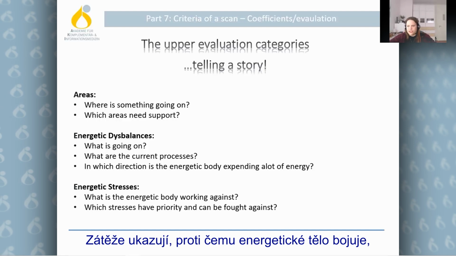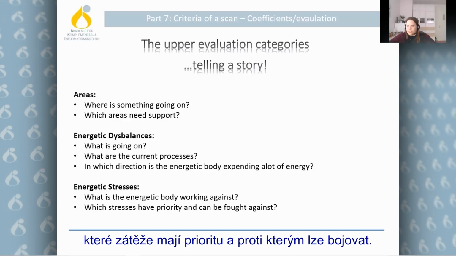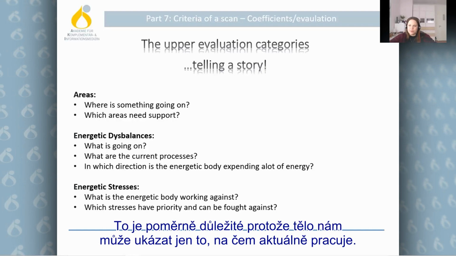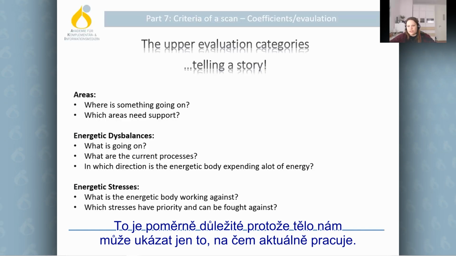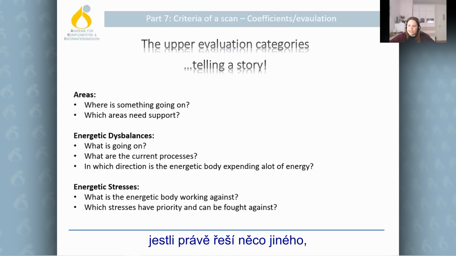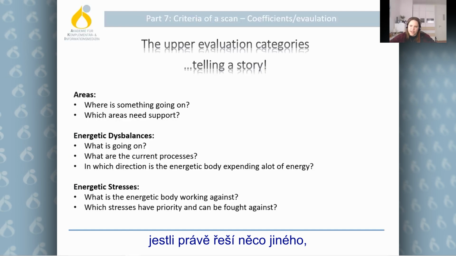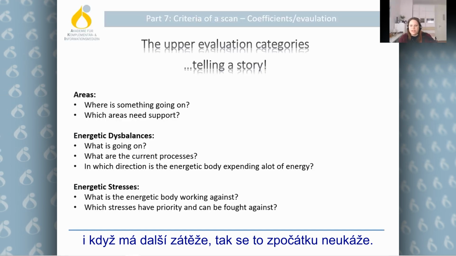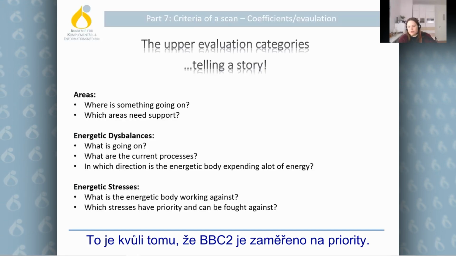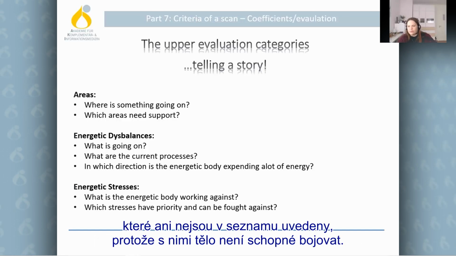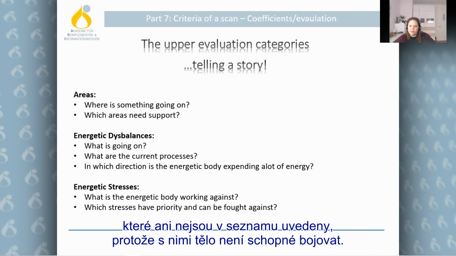The stresses show what the energetic body is working against, which stresses have priority and which can actually be fought against. This is important because the body can only show us what it is currently working on. So if it can't see something or is not capable of working against it, if it is already working against something else, even though it has other stresses, then it won't show up at the beginning. This is due to the priority focus of the BBC2. So sometimes we can have some bacteria or viruses that are not often listed because the body is not able to fight against them.